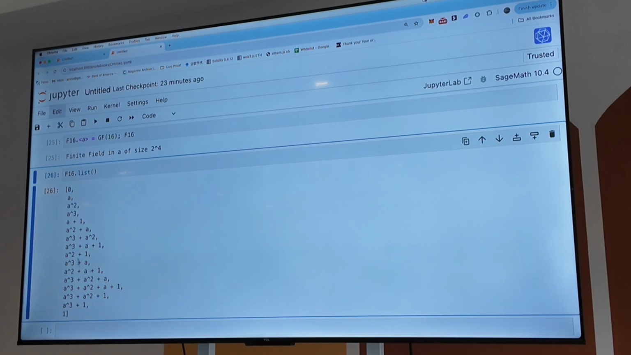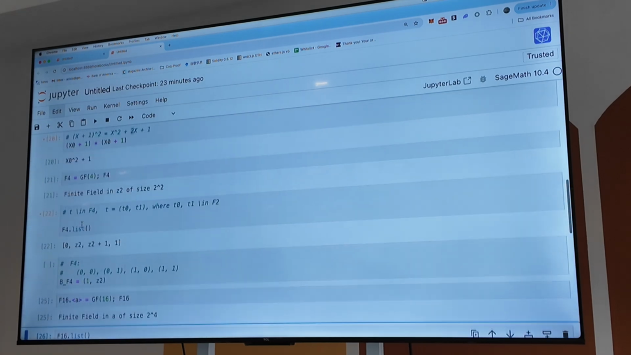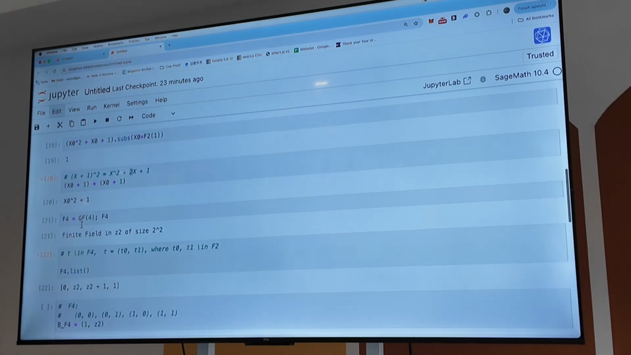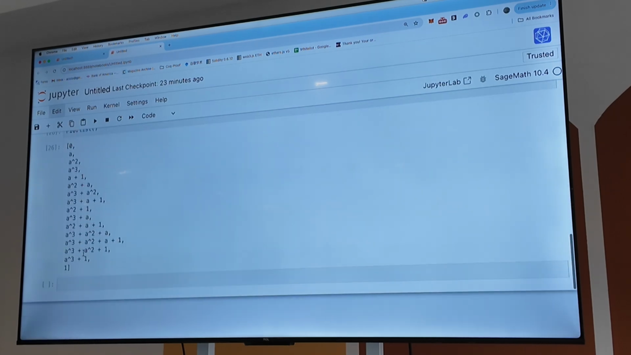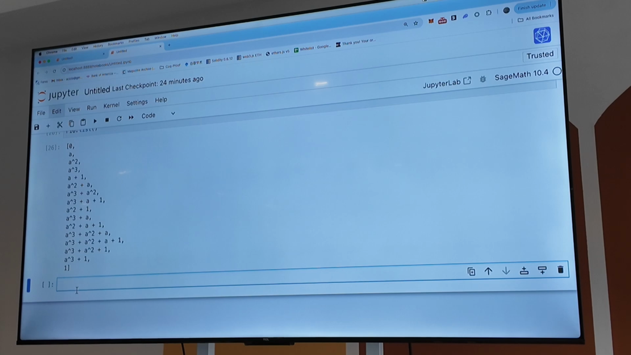And we can say that each element of F16 looks like a polynomial. Actually, it is a polynomial. So why do we need that? Because F4 is a matrix or a vector space. It's easier to define addition over a vector space, right? Because it's just the entry-wise addition.